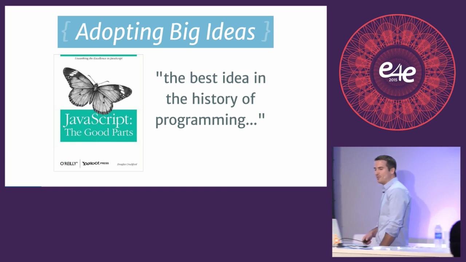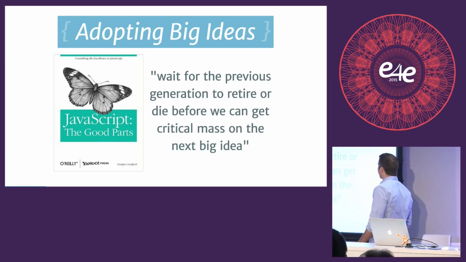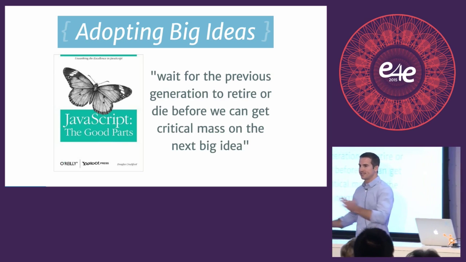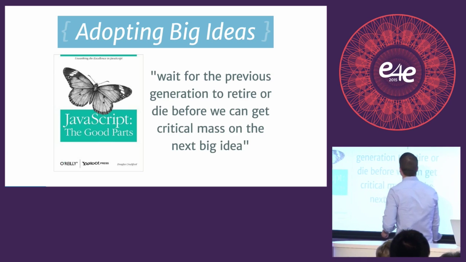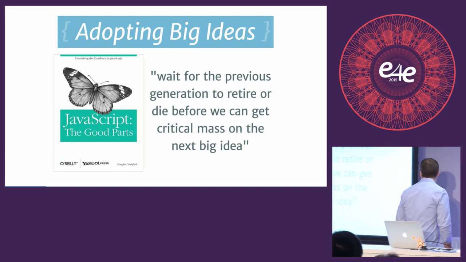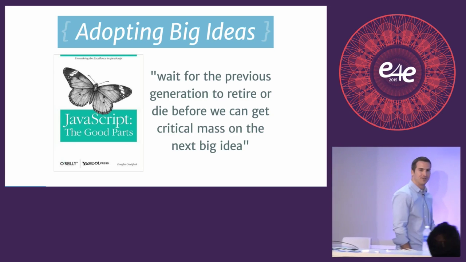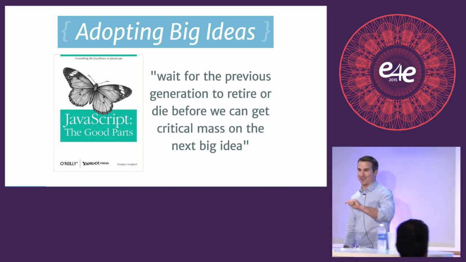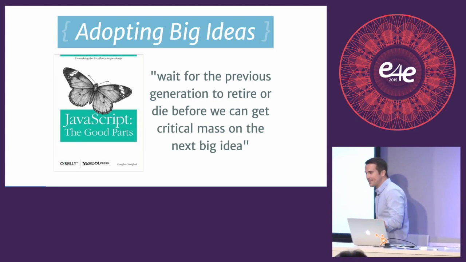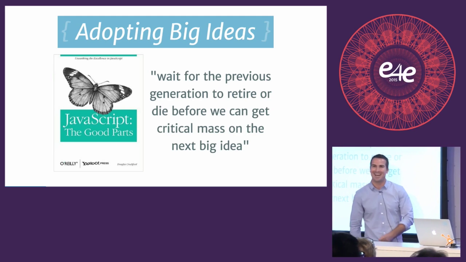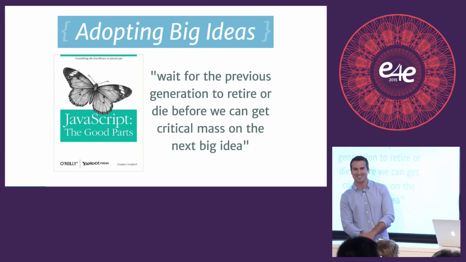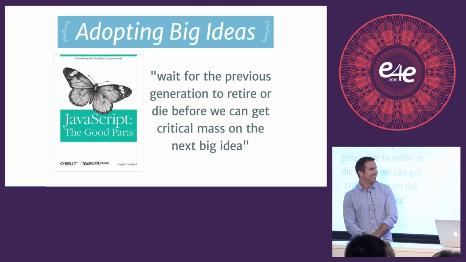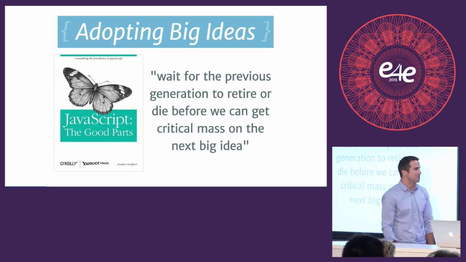I'm not really sure. But what I really took away from this was his next quote, where he says, in order for us to wait for the next big thing to catch on, we need to wait for the previous generation to retire or die before we can get critical mass on the next idea. This is a quote. I made sure I got every word right. Because when he said this, the audience started clapping and laughing, and they went crazy. And I was just like, well, this is getting dark. How did this happen so quickly?